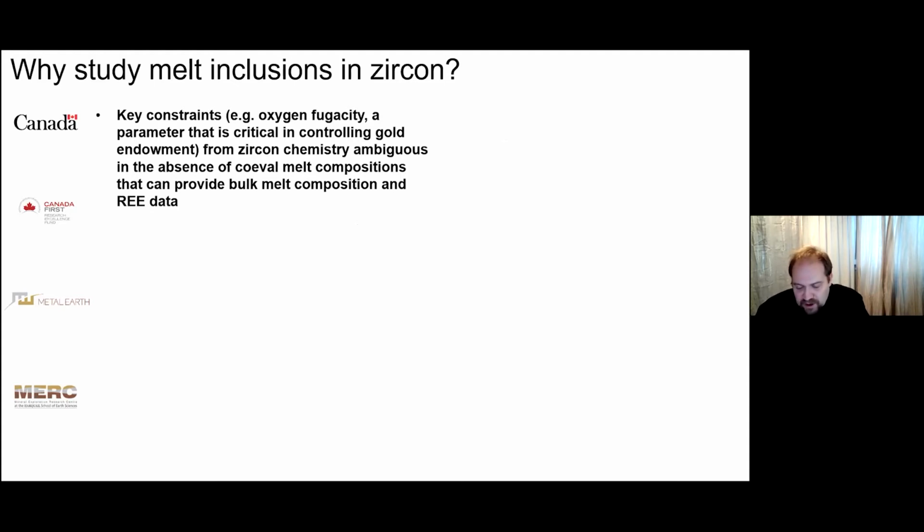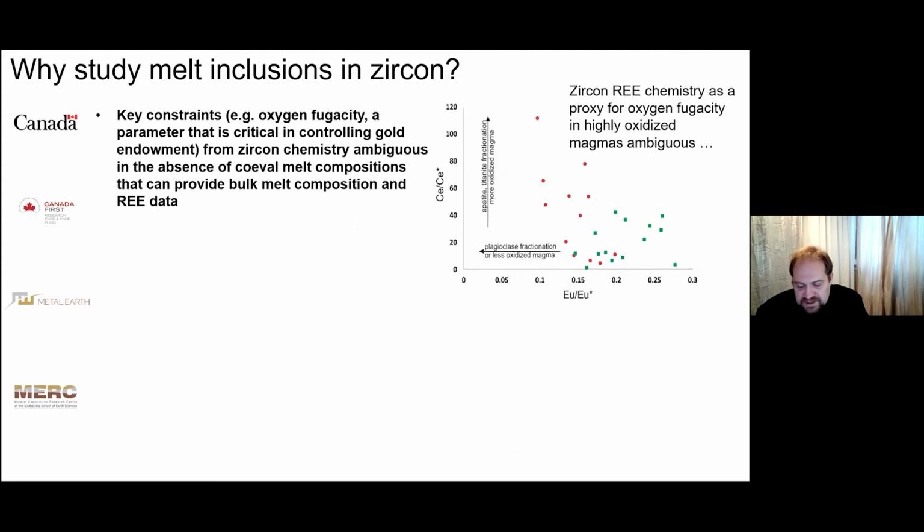We know that there are mineral phases crystallizing at the same time that are going to be influencing the rare earth element chemistry of the zircon. And therefore, we can't extract these parameters from bulk rock geochemistry. And so we have to really go to the samples of liquid themselves. This is why melt inclusion data, as an example, allied with zircon data, can really constrain tightly these parameters that are so important.